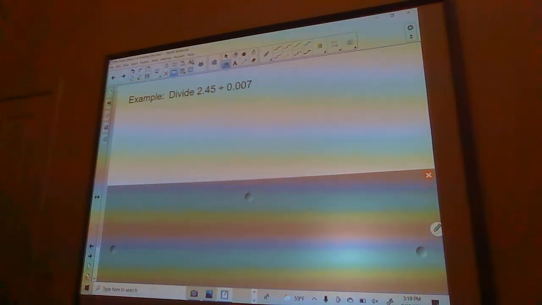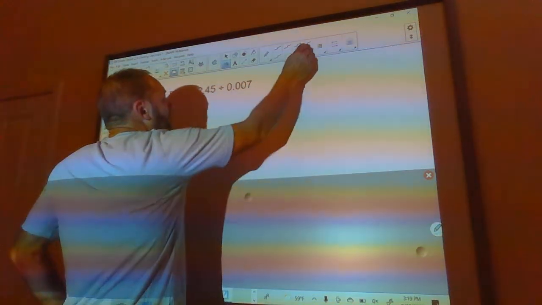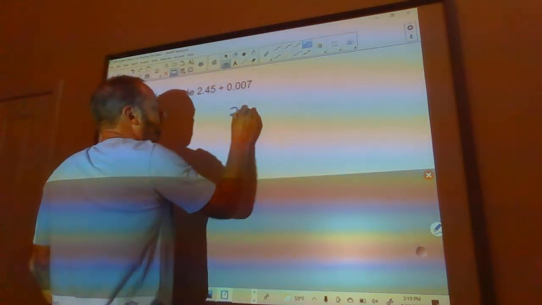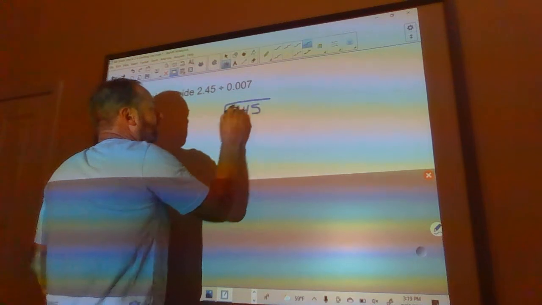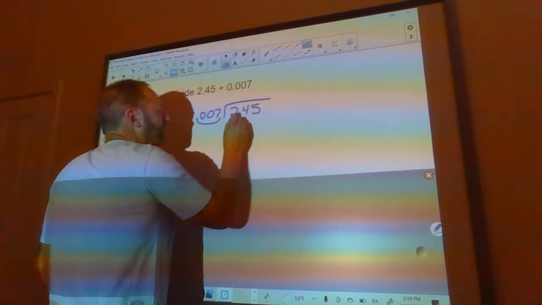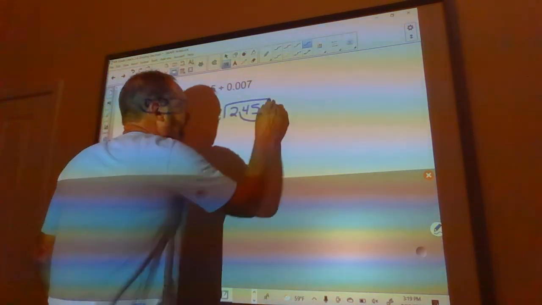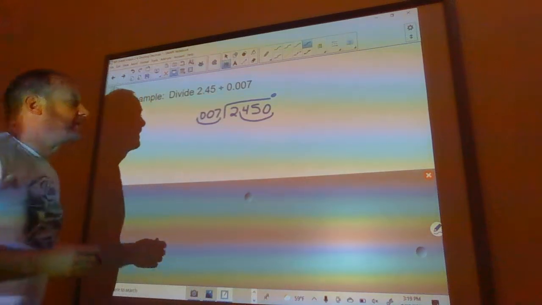Okay. Divide 2.45 by 0.007. So on this one, 2.45 divided by 0.007, I have to move the decimal 3 places. So I've got to move it 3 places over here. I don't have 3 places, so I've got to put a 0 in. Put my decimal up there.